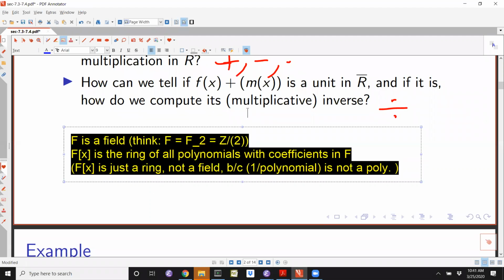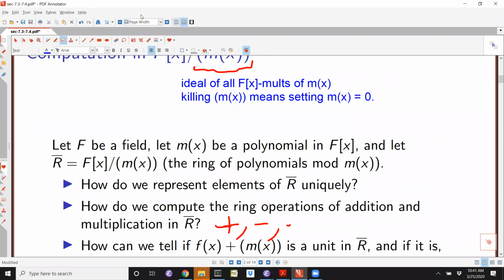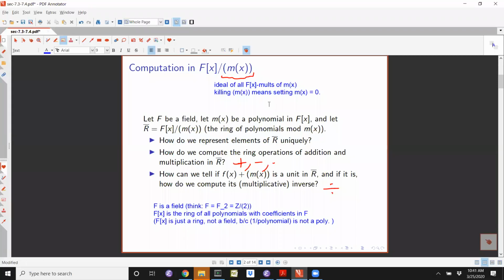So, are there any other questions about this basic setup? Are there any questions about what is F bracket X and what is R bar? Anything else about the basic setup that we're trying to understand?